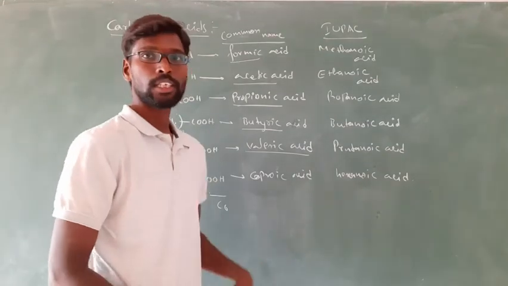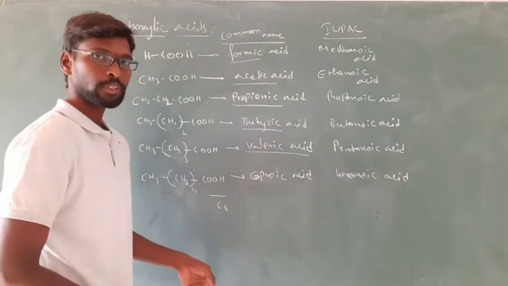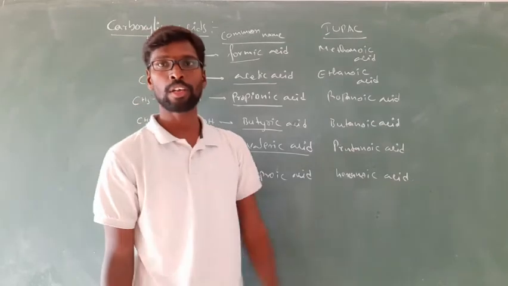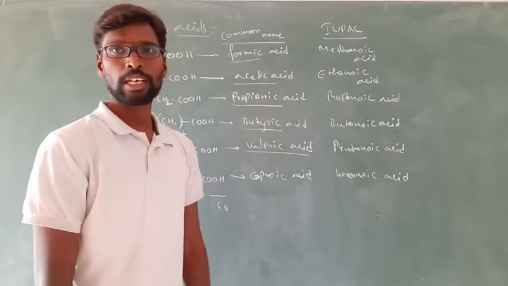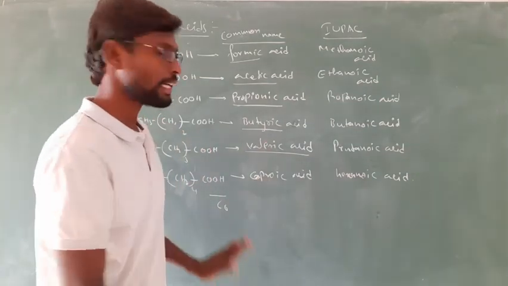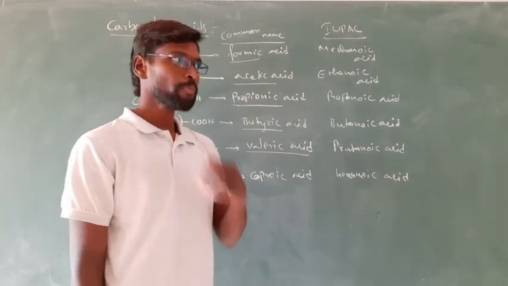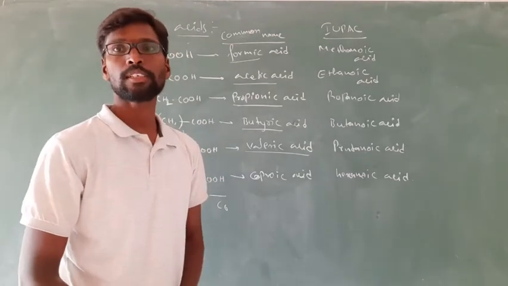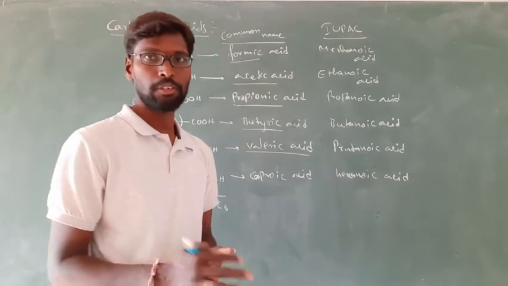Like caproic acid, it is present in goat milk. And if you go to 7 and 8 carbons, like octanoic acid, that is present in coconut oil. So most of the carboxylic acids are present in biological systems, that means they are extracted from biological sources. But even though we get them from biological sources, we have to prepare them industrially. Some industrial preparations and laboratory preparations we will discuss.